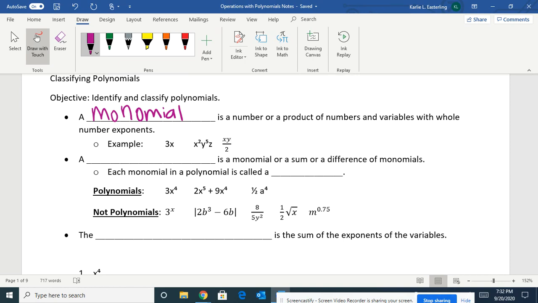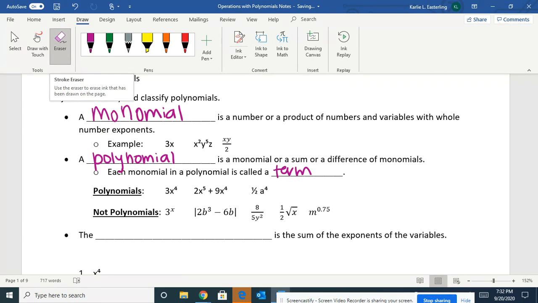All right, and a polynomial, which is really what we are covering this unit, is a monomial or a sum or a difference of monomials. Each monomial in a polynomial is called a term. So some examples of polynomials is 3x squared. So 3x squared is a term. And then 2 times 5x is a term plus 9x to the fourth. And this whole thing is a polynomial, but each little term is a monomial.